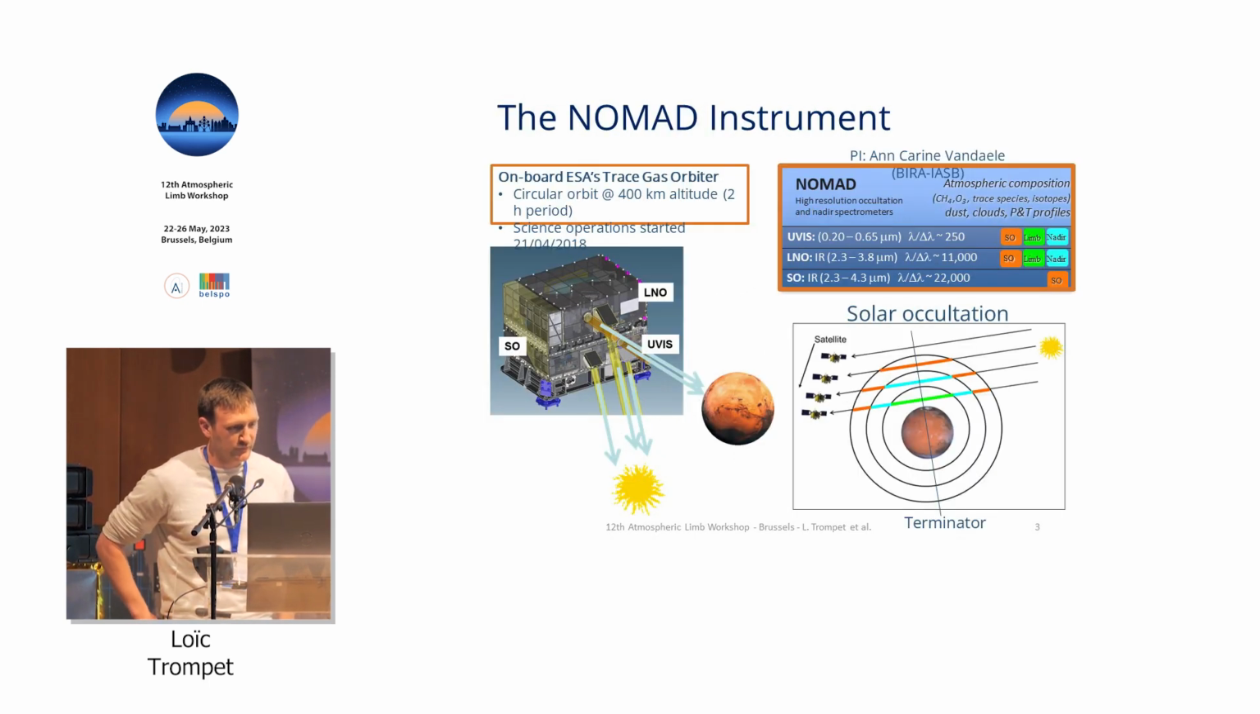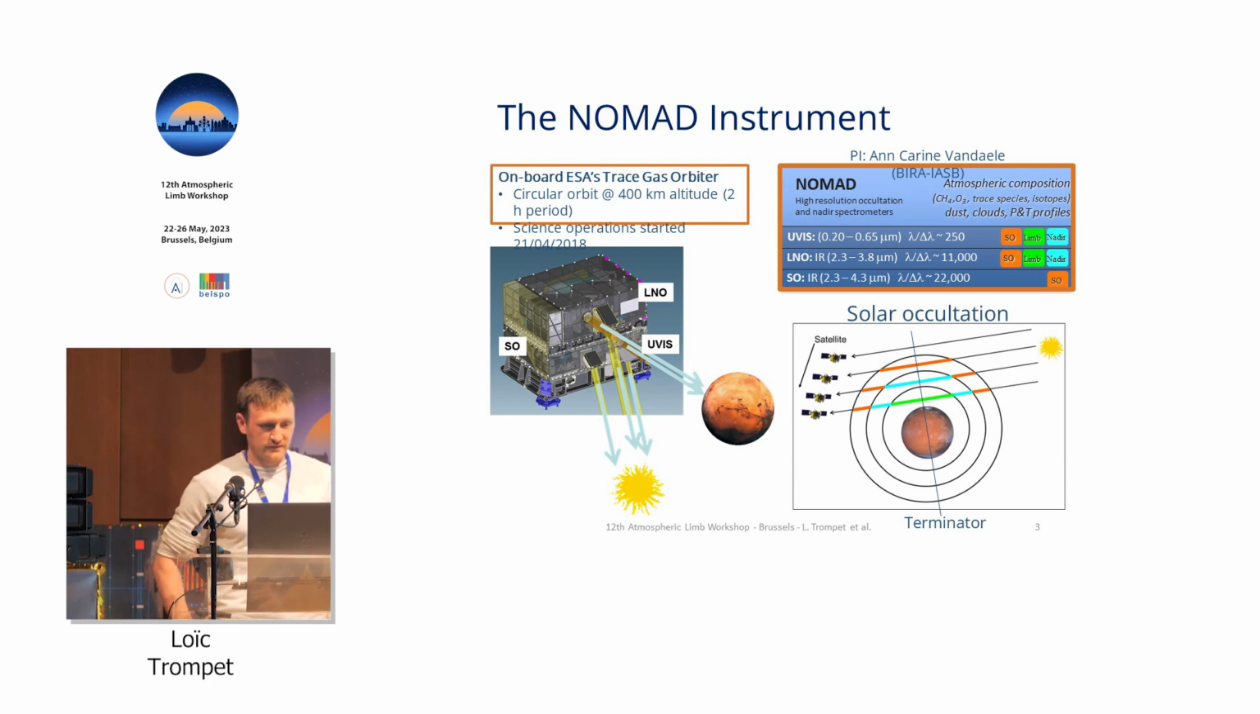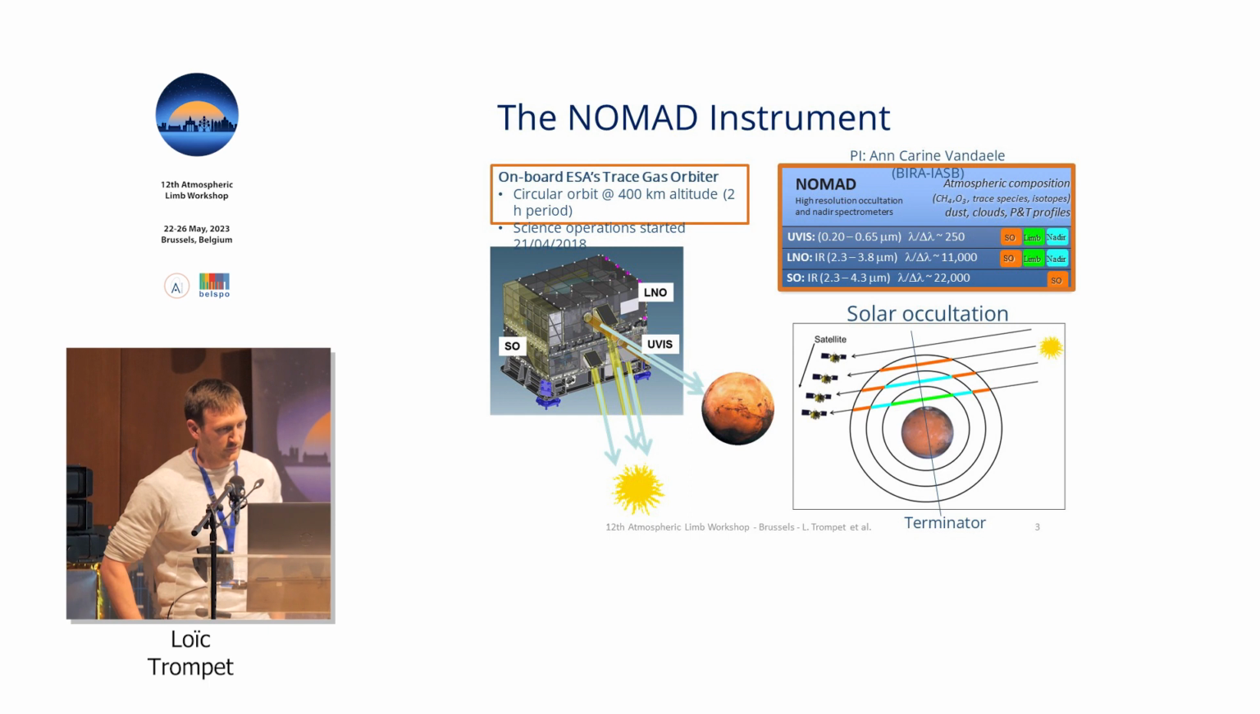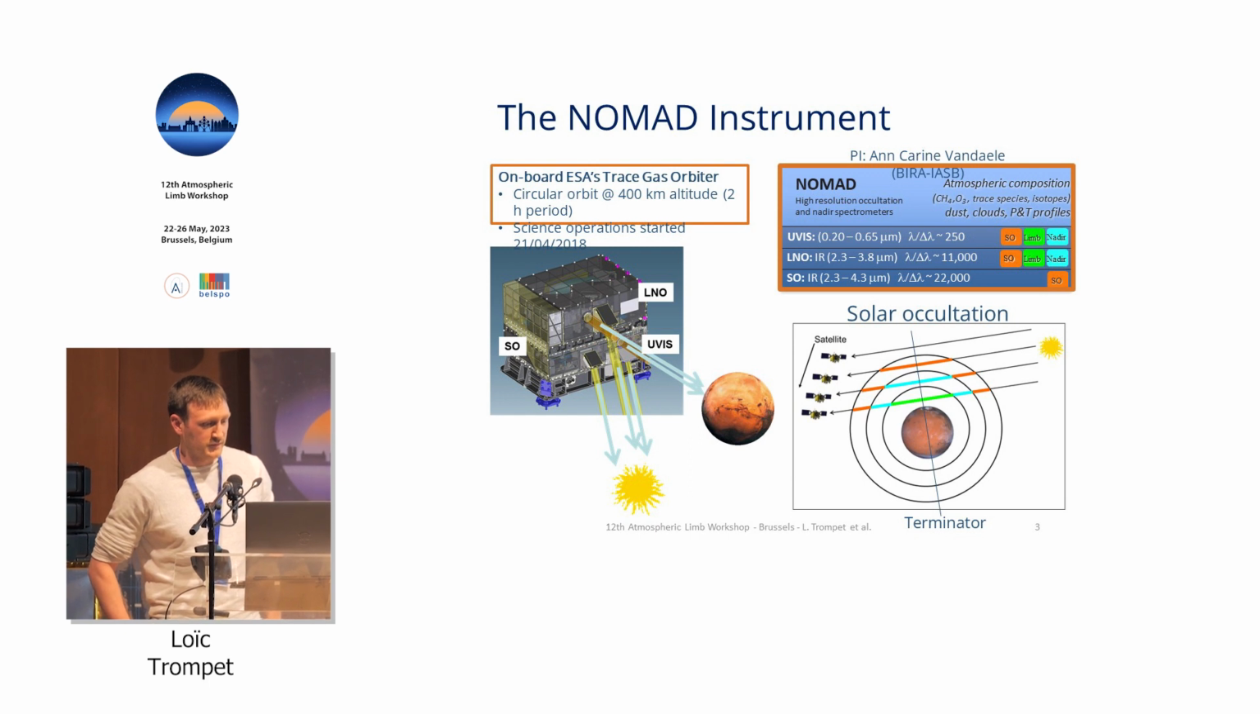So first, about the NOMAD instrument. Sorry, it didn't work with the PowerPoint, but NOMAD is one of the instruments on TGO. TGO is on a circular orbit at 400 kilometers, with a 2-hour period. NOMAD has 3 channels. Ariana has shown some results with UVIS. I'm going to show some results with NOMAD SO, which is an infrared spectrometer.